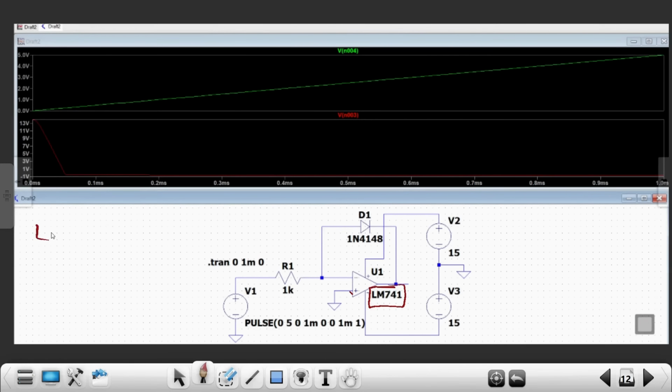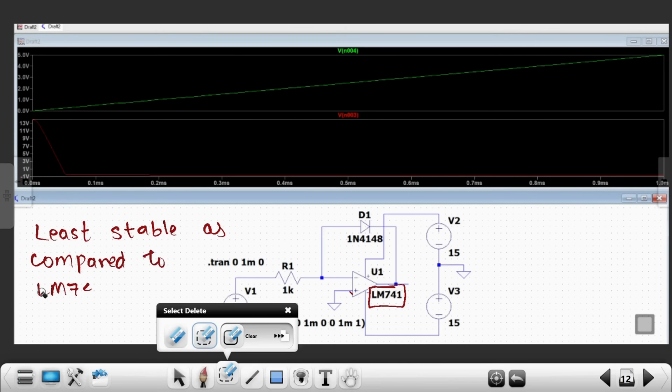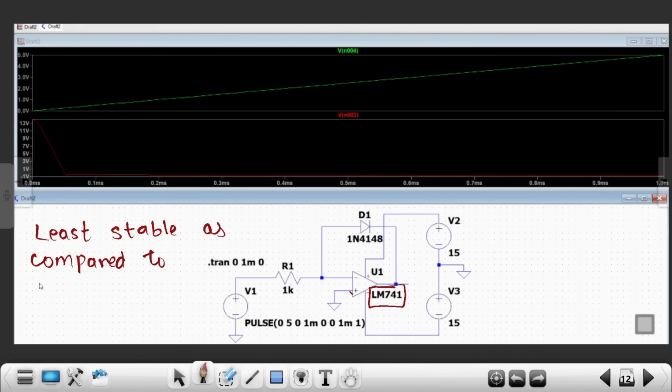Now if you try to compare this particular Opamp with LM741, this Opamp is least stable as compared to, sorry, not LM741, my bad, as compared to AD8030 and OP07. I'll write the zero like this so that you shouldn't get confused. I hope that you understood this particular point.